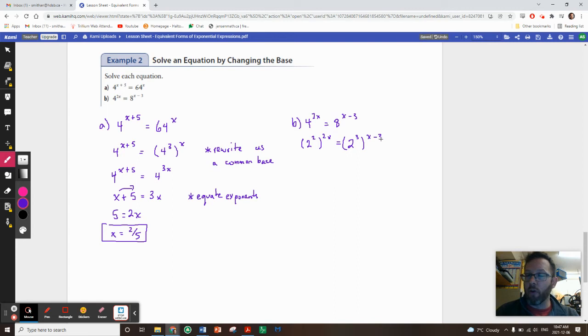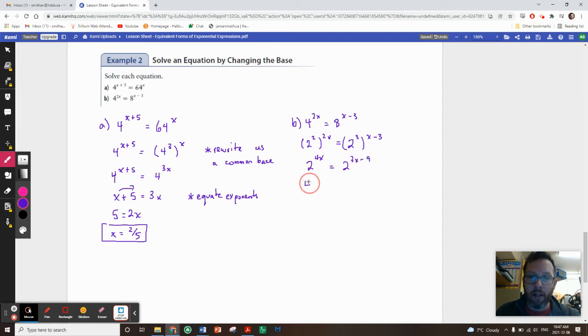Now we can use the same strategy as A. We can clean up the exponents and equate the exponents. On the left, we have a power of a power: 2 times 2x is 4x. On the right-hand side, we have another power of a power. We'll multiply the exponents. 3 times x minus 3 is 3x minus 9.